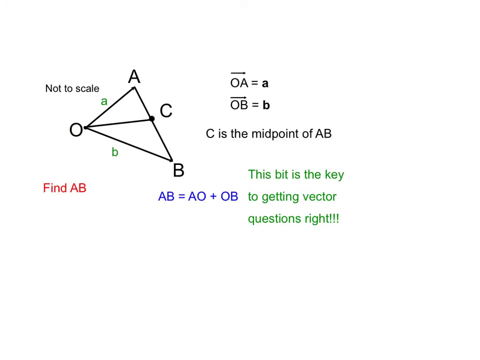So first of all, we'll find a vector for AB. Notice that the direction is really important. We are going from A to B. And remember that vectors represent a journey. So this first bit is the key to getting vector questions right. Write your journey. We are going from A to B. So the alternative journey is from A to O and from O to B.